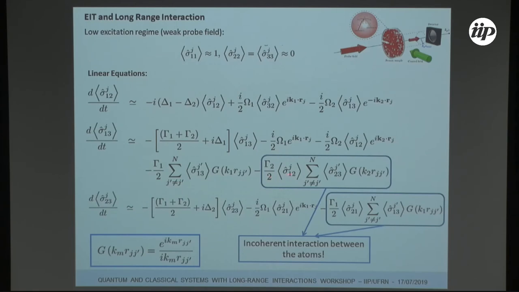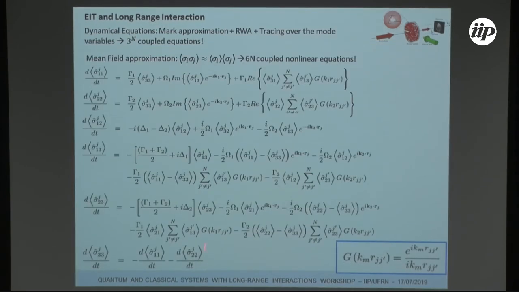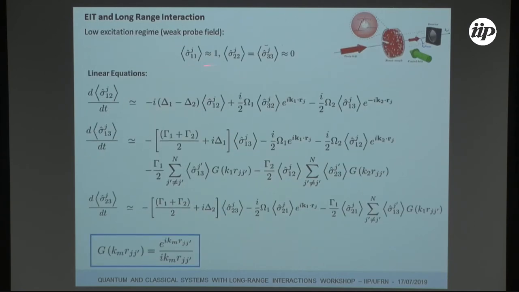We have here the interaction between different atoms. So we have the interaction between the atom J and all the other atoms, mediated by this function here, which depends on the distance between the atoms. And then we can solve these equations. In fact, we can also solve this one. And depending on the problem, we have to solve this one. When we are in the regime where these approximations are not valid, we have to solve those equations.